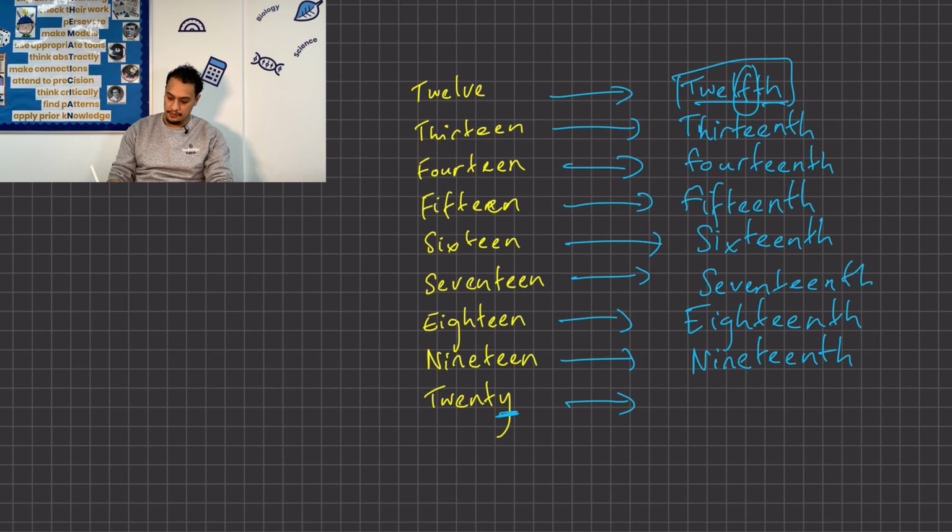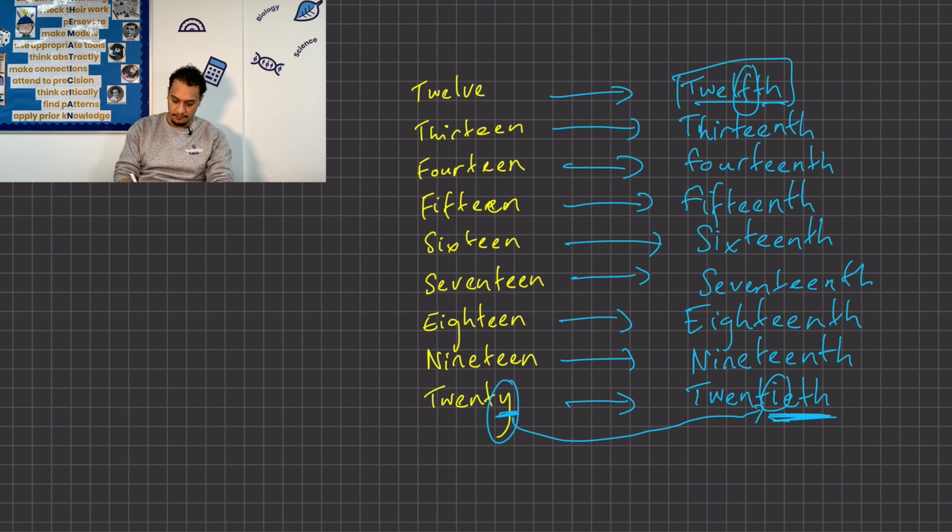With our tens, the y endings get changed to an I. So it becomes 20th. Notice the spelling here. We've got the y changing to an I, and then we've got an ETH ending. So that can be a little bit tricky.